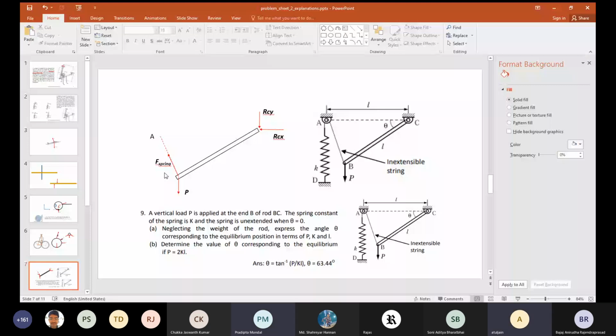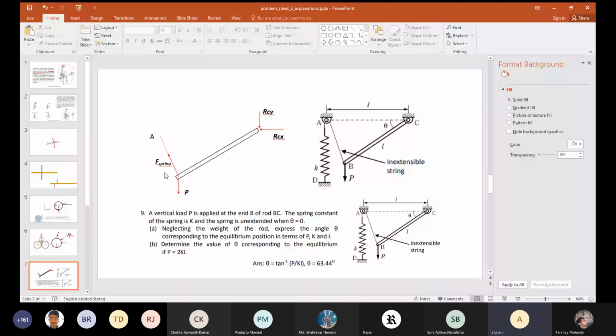Okay, anybody who does not understand this, this is the time you have to be very clear about this. Make sure you understand this question completely. Use this time well. The equations are not being formed. Take moment about point C. Moment about point C is 0, because RCX and RCY are unknowns and we don't want those unknowns.